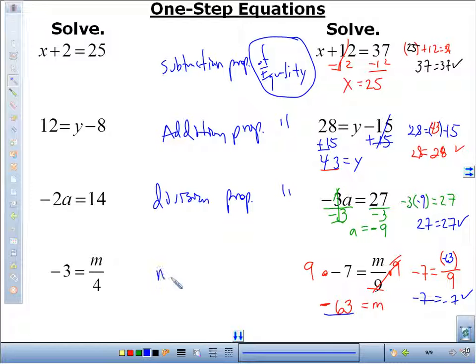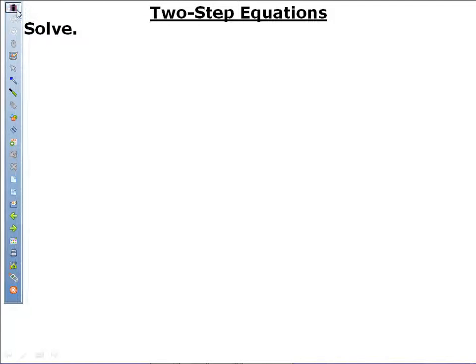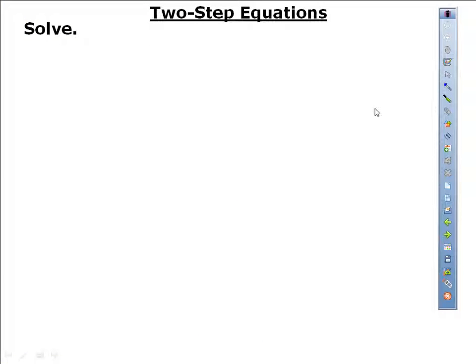Multiply, so this is multiplication property of equality. So far, so good? Okay. So, one-step equations. Let's go to two-step equations. On the back side of your paper, here we go. You have these two, but the steps are the same.